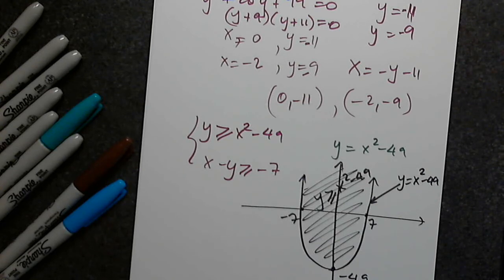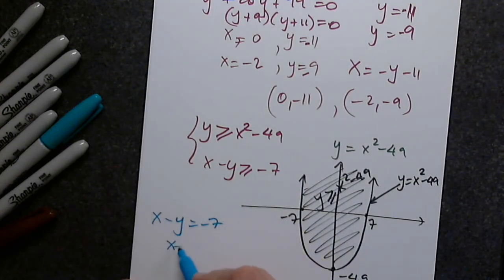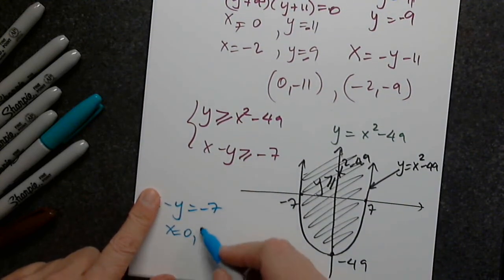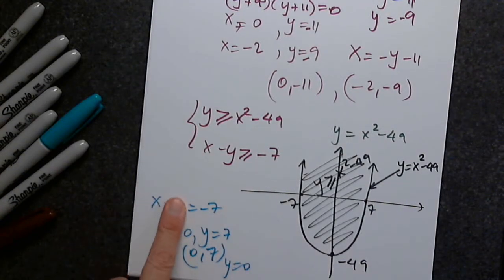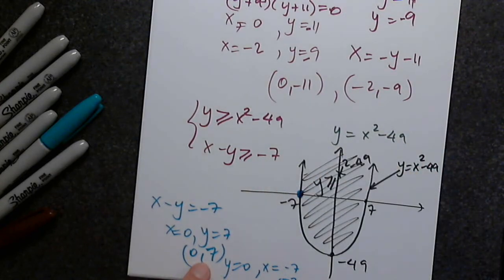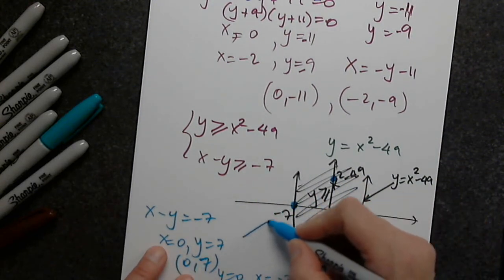So what do we do next? We repeat for the second one, right? Okay. So for the second one, I have a line, which is x minus y equals negative 7. When x is 0, how much is y? Y is 7, so 0, comma 7. And when y is 0, how much is x? Very good. So negative 7, comma 0. So negative 7, comma 0 is this point, and 0, comma 7 is this point. Since the equal symbol is there, I'm going to graph it as a solid line.